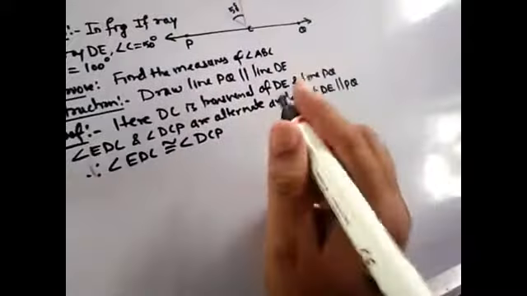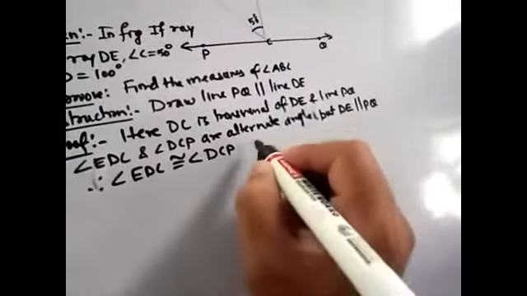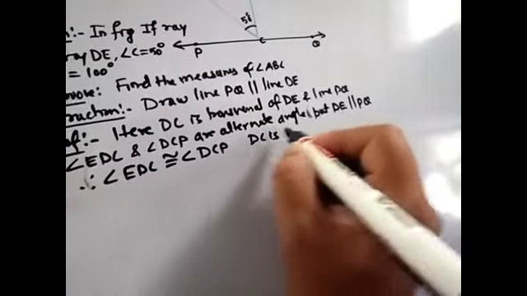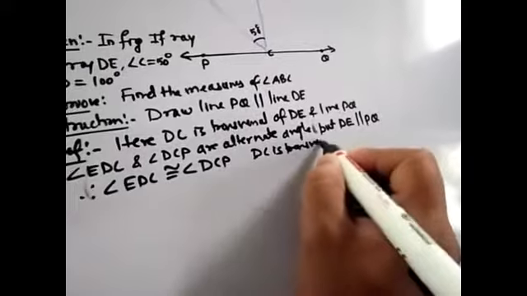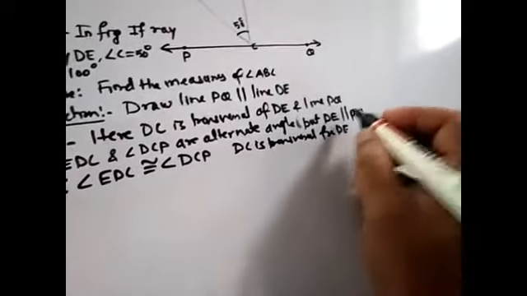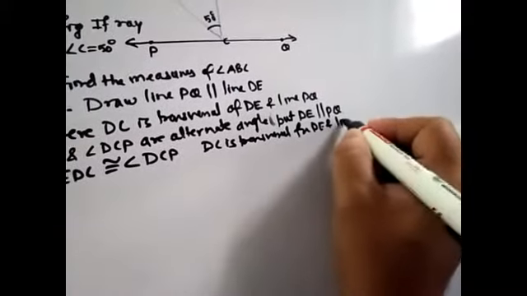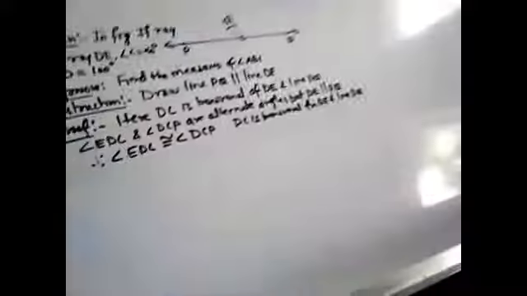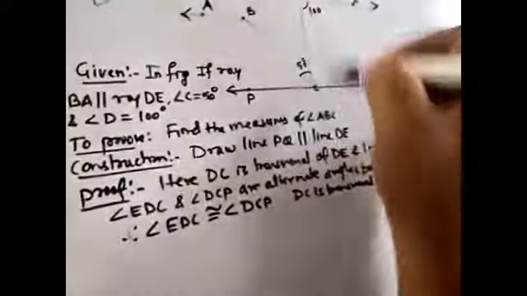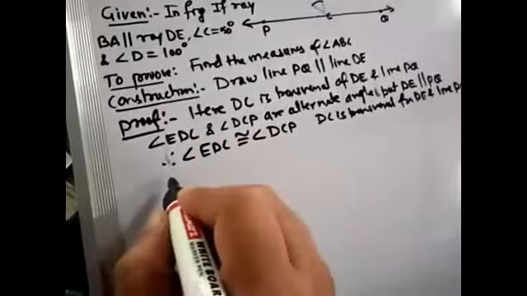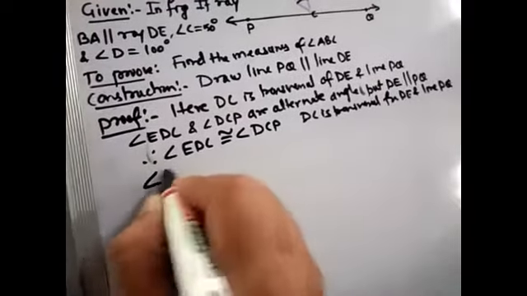because, write down here, DC is a transversal for DE and line PQ. DE and line PQ, what is DC? It is a transversal. This DC is a transversal.